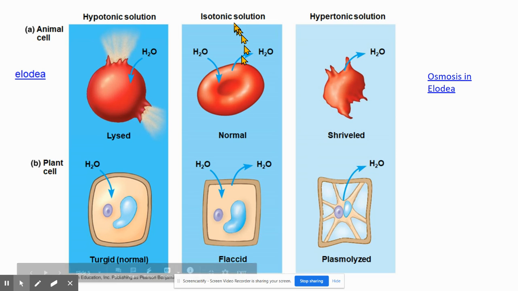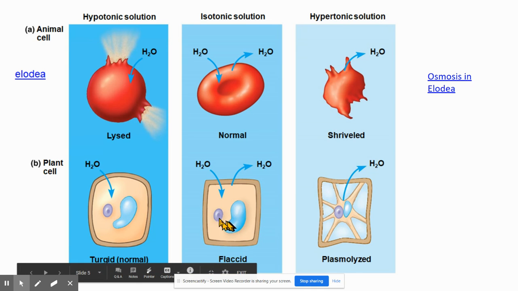Our cells do not. Our cells actually prefer isotonic. So that's when you have an equal amount of water inside and outside the cell. So it's the same. And so water can move in and out of the cell through that aquaporin protein, but there's no net gain, right? So there's an equal amount of water moving in and an equal amount of water moving out. That's what we like.